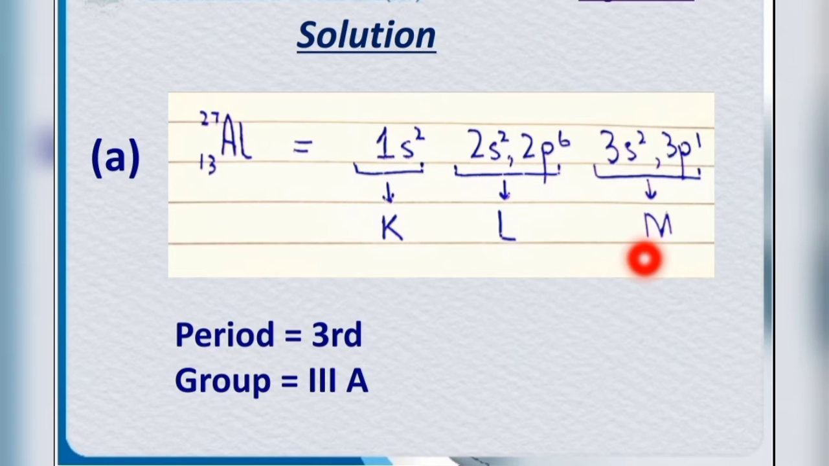Now here, after the electronic configuration, you have to select the valence shell. What is valence shell? Yes, valence shell means last shell. Here the n value of the M shell is 3. This means period is 3. And how can you find the group? Yes, by calculating the total number of electrons in the valence shell. 2 plus 1 is equal to 3. This means aluminium belongs to group 3A.